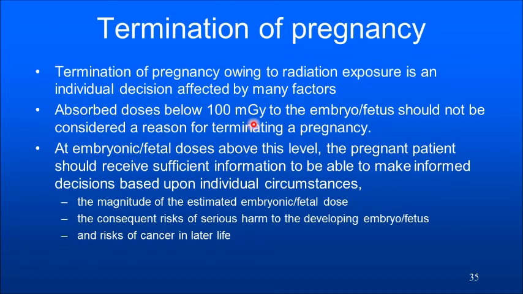Absorbed dose below 100 milligray to embryo or fetus should not be considered as a reason or an indication for termination of pregnancy due to radiation. This is an important thing. At embryonic or fetal doses above this level, the pregnant patient should receive sufficient information to be able to make an informed decision. The decision should be made by the patient, and she should be provided sufficient information to make a decision on whether abortion should be done or not.